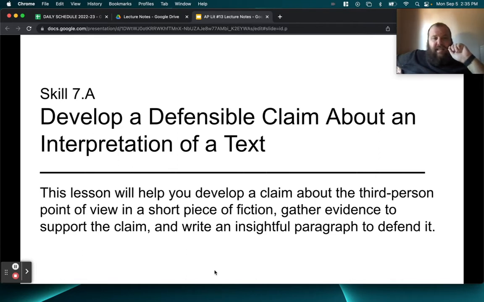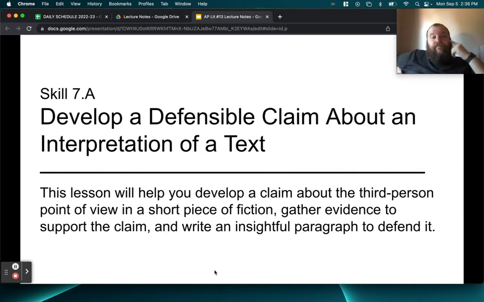This lesson specifically is going to help us develop a claim about the third-person point of view in a short piece of fiction, gather evidence to support the claim, and write an insightful paragraph to defend it. And so, really, at the end of Unit 1, we're not getting into writing essays yet. We're not there. We are just trying to remind ourselves of a couple things in literature that are important to look for, namely, our character and our setting and our structure and narrator and figurative language and things like that.